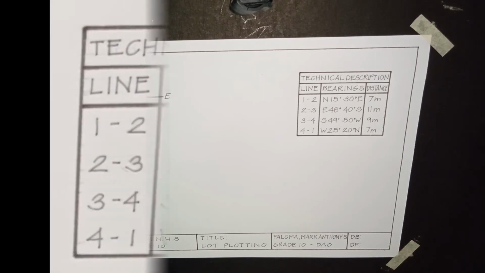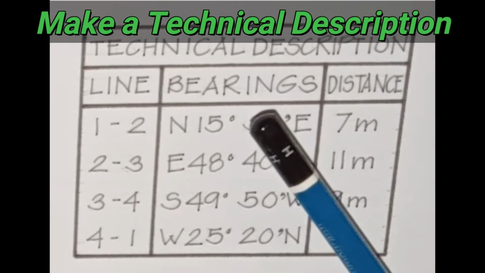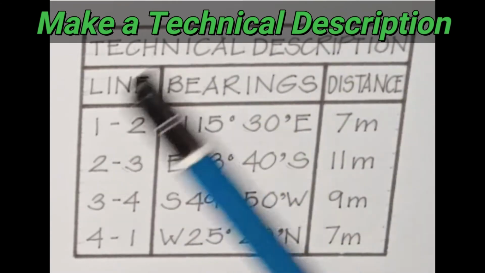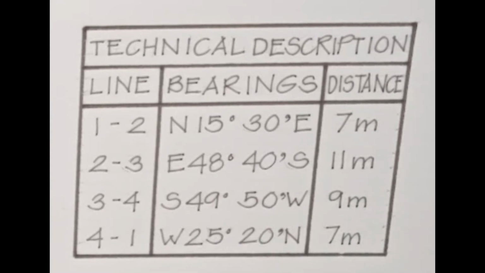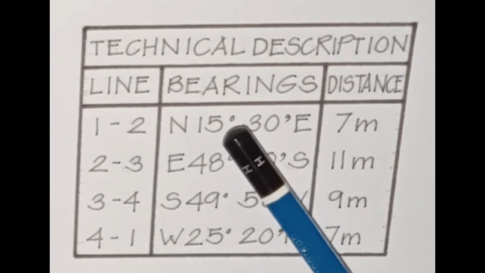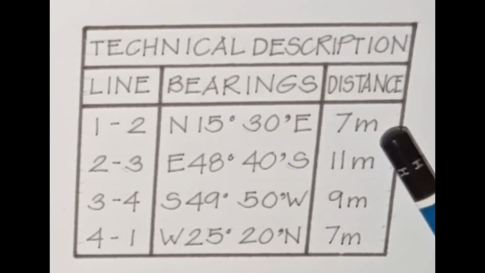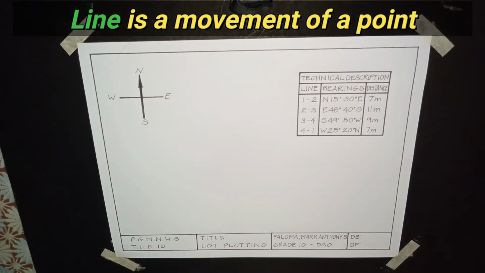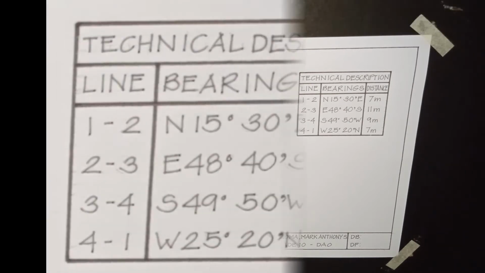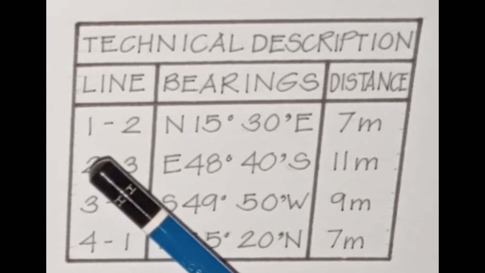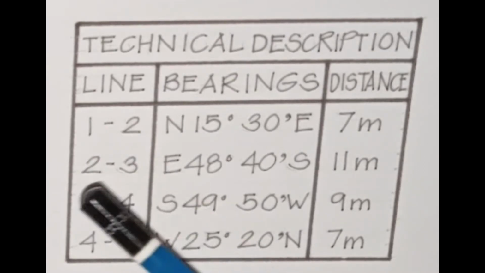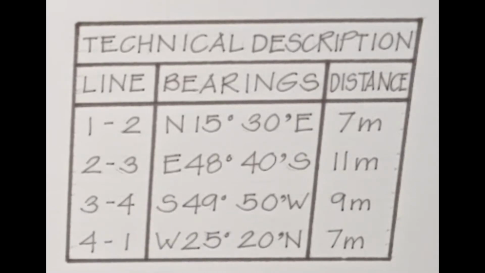On the other side of the paper, I made a technical description. In this technical description table, you will see three columns. One is for the line, the other for the bearings, and the last one for the distance. In drawing, line is defined as movement of a point. So based from the example, we have point 1 to point 2, that's our first line, point 2 to point 3, our second line, point 3 to point 4, our third line, and point 4 to point 1, or the point of beginning, which is the last line.